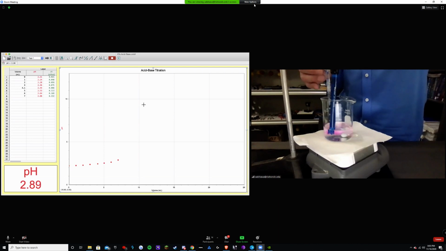So now I'm slowing down. I'm adding maybe dropwise, but then here's the, it's almost 8. Let me just complete that as exactly 8. Okay, so this is just about 8.